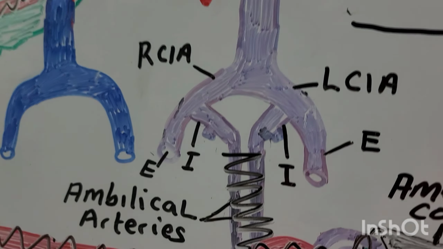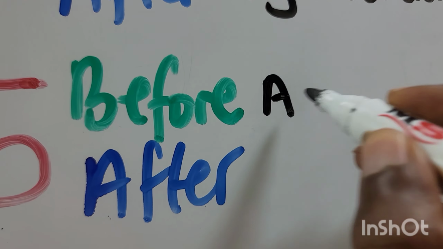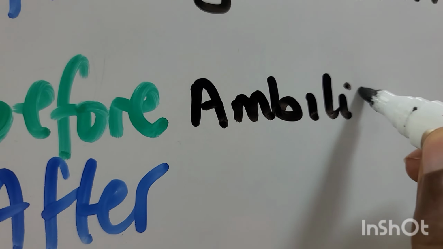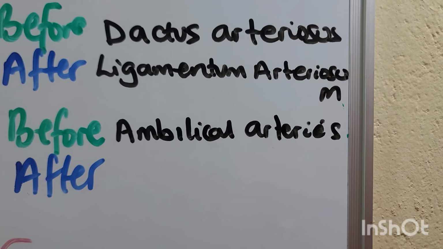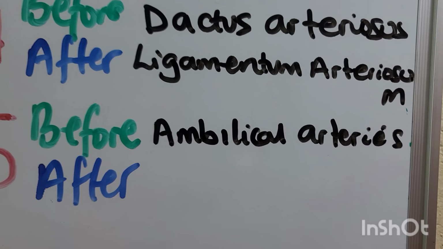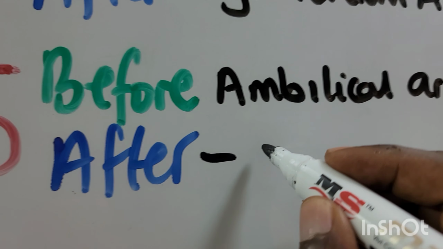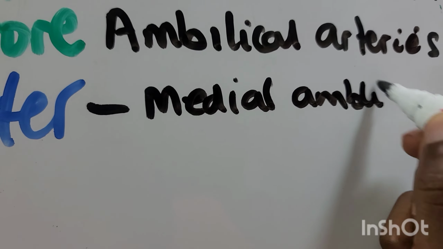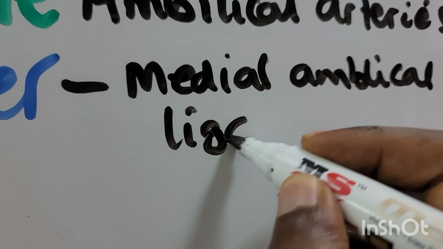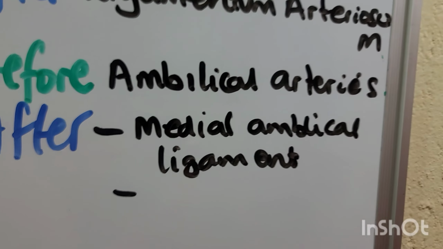And then also we have another beautiful structure which we are calling the umbilical arteries. When they degenerate, what do they turn into? Before, we have what we call the umbilical arteries. Now, after birth, what do these umbilical arteries turn into? There are two things that come from the umbilical arteries. The first one is what we call the medial umbilical ligament.